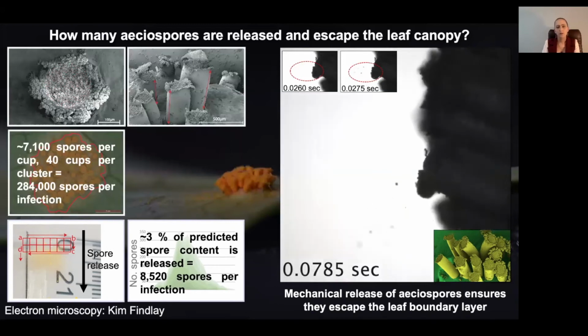And so this is really important knowledge, because this tells us that those spores are getting actively released. And so that means they're getting into the free wind area. They're not being pulled by the gravitational force of the leaf. They're actually getting into the free wind area and being then potentially transported on the wind current.